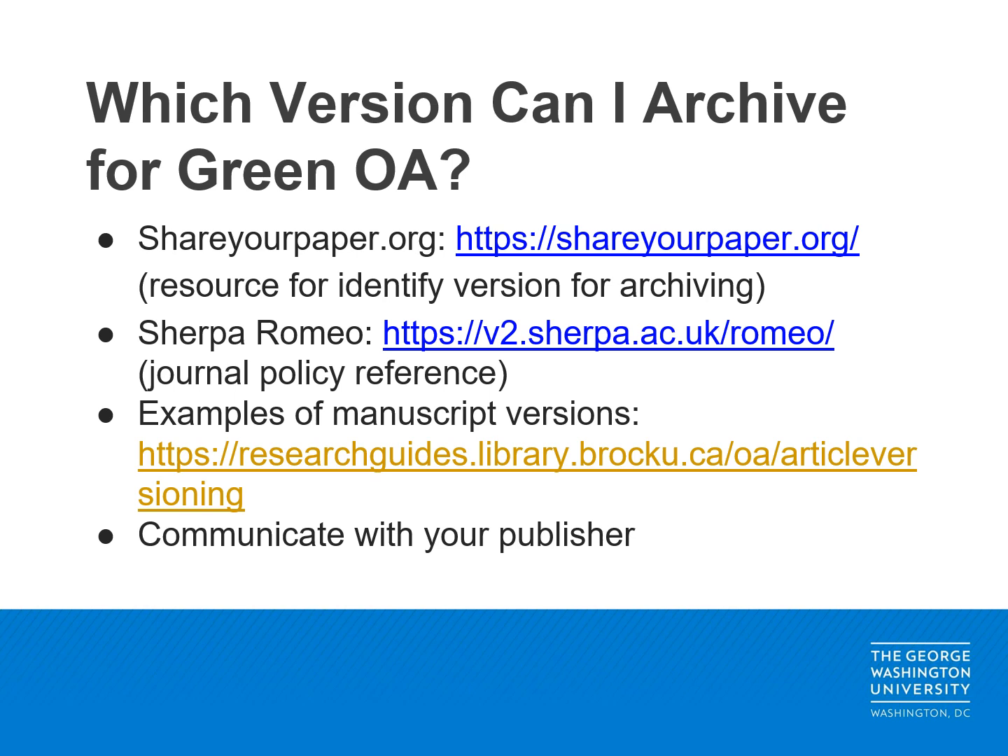In most cases, publishers do not permit researchers to archive the publisher's version of a manuscript in a repository. They do, however, usually allow for the archiving of a preprint or postprint version of a manuscript. If you're unsure of which version to archive, check out shareyourpaper.org, the Sherpa Romeo database, or the examples from the Brock University Library. When archiving in a repository, authors should communicate with their publisher on which version of the manuscript may be uploaded to the archive.